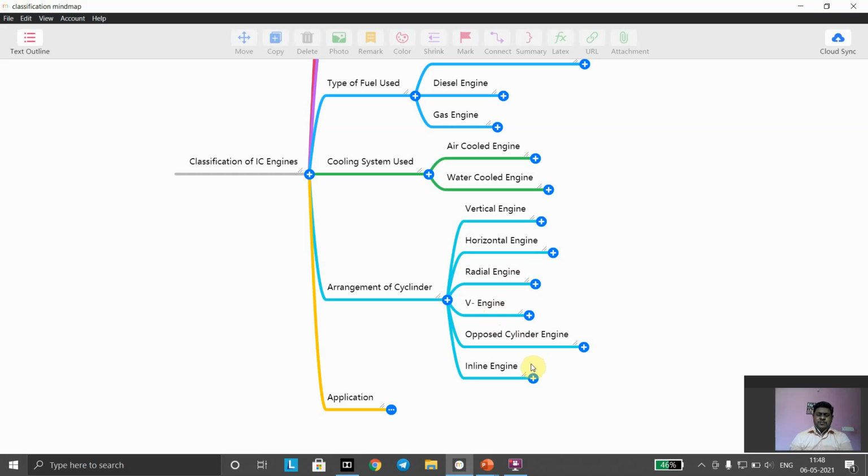Inline engine is most popularly used in public transport like bus and even cars. All engines are connected in line.